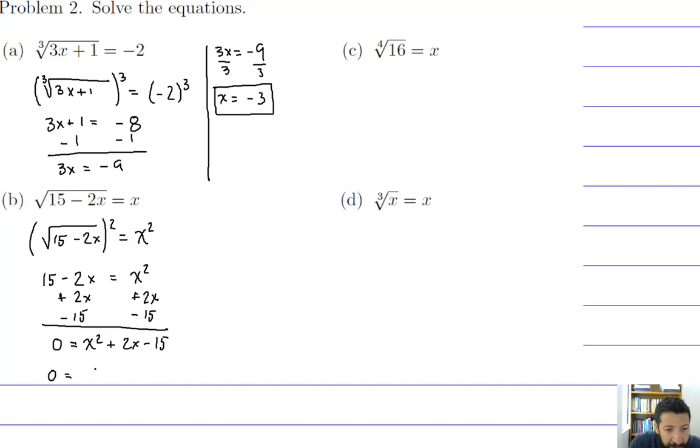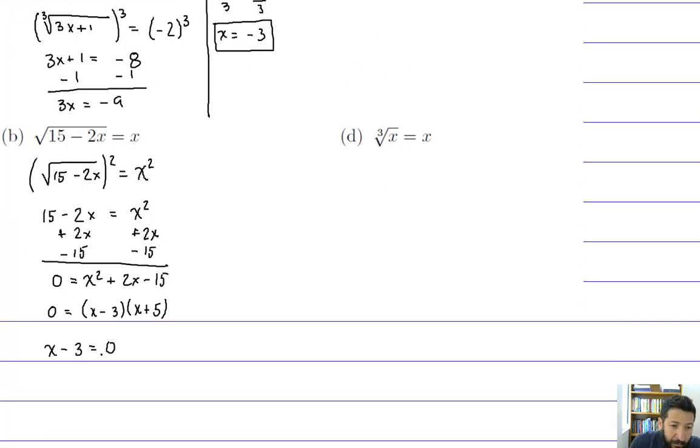As I said, this is going to be (x minus 3)(x plus 5). Those are the numbers that I need to plug in. Whenever I add them, I get positive 2. When I multiply them, I get negative 15. So here's where it's going to come out. We set each one of them equal to 0 because remember, if two numbers multiply to 0, then one of them better be 0.